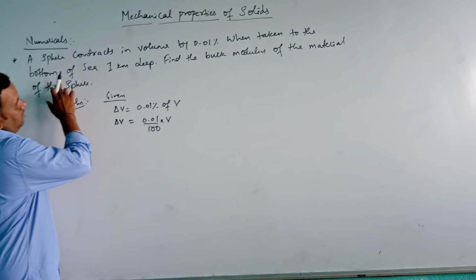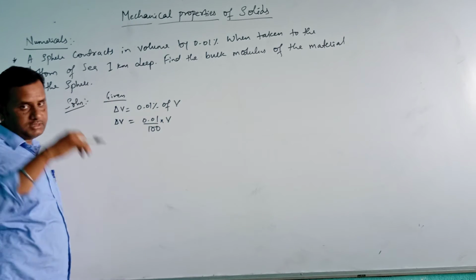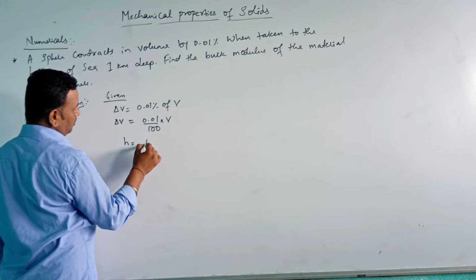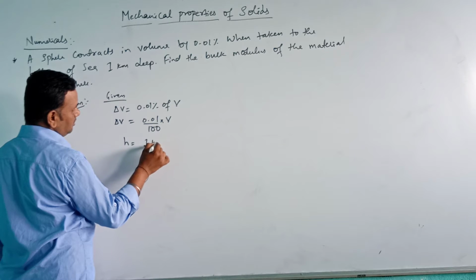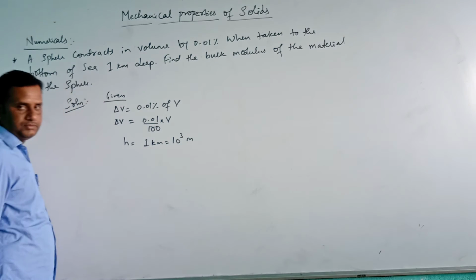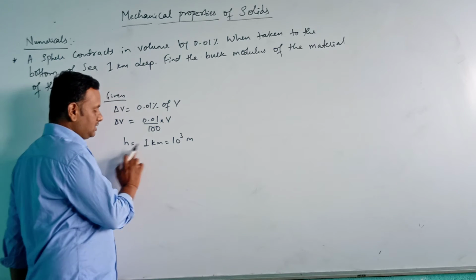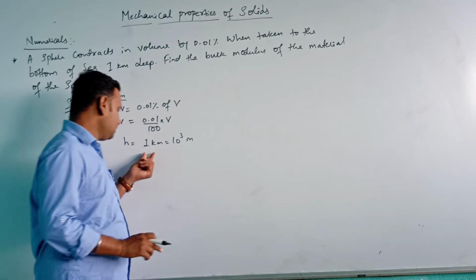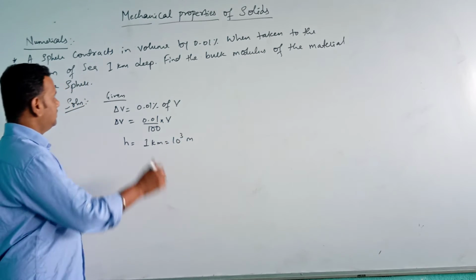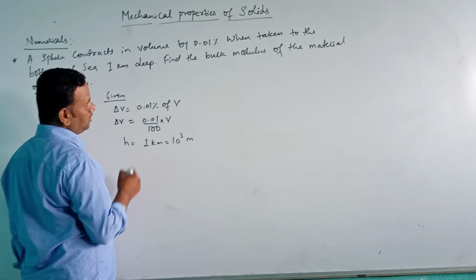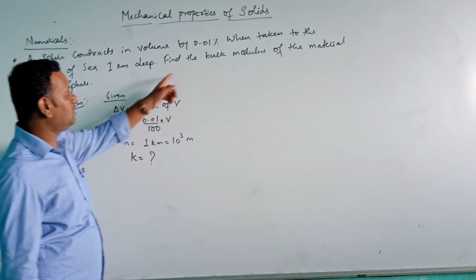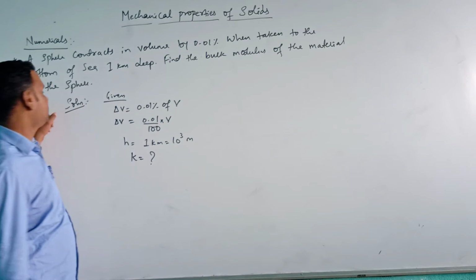Next, the height he has given, which means the depth. H is equal to 1 kilometer, which is equal to 10 to the power of 3 meter. Now we have to calculate the bulk modulus, that is K, the bulk modulus of the material of the sphere.